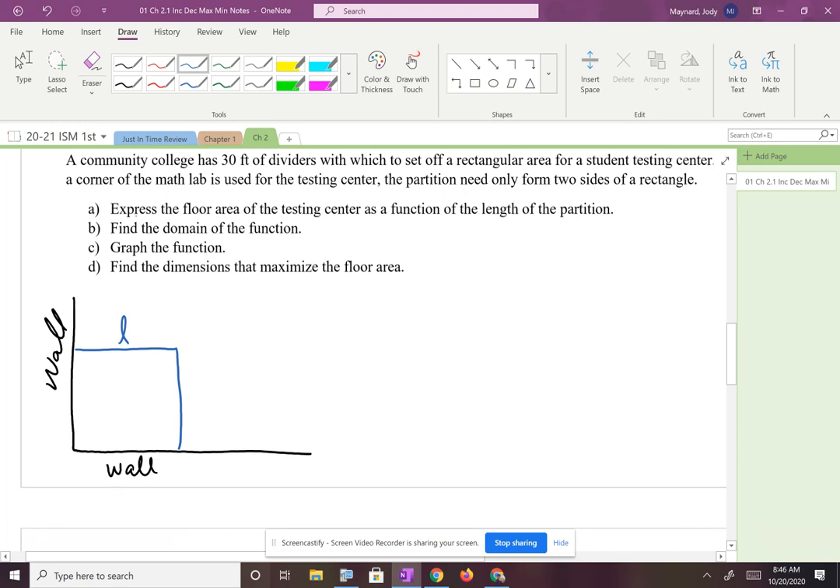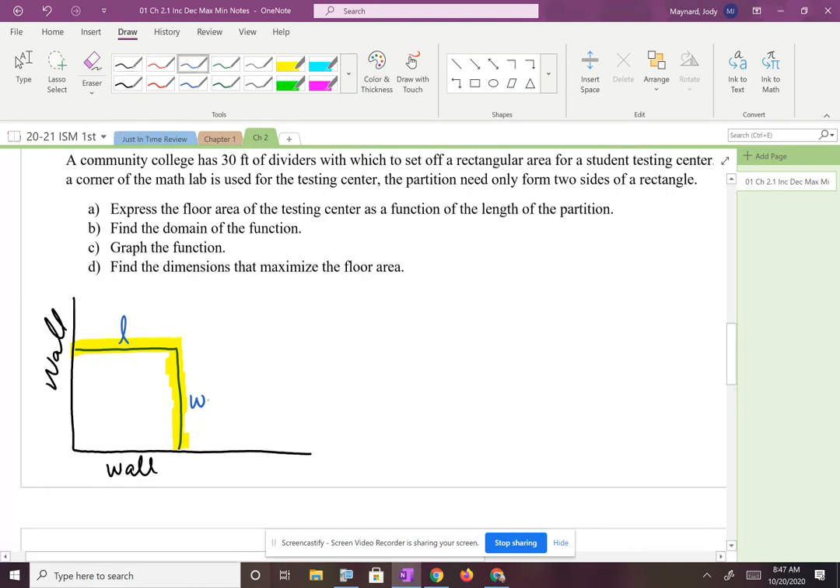Because right here it says express the floor area of the testing center in terms of the length of the partition. So normally when we look at a rectangle, and remember squares are rectangles, but not all rectangles are squares. That's why I have this. So we have length and width, right? So if I know that together this and this gives me 30, okay? Together those two things give me 30, right?